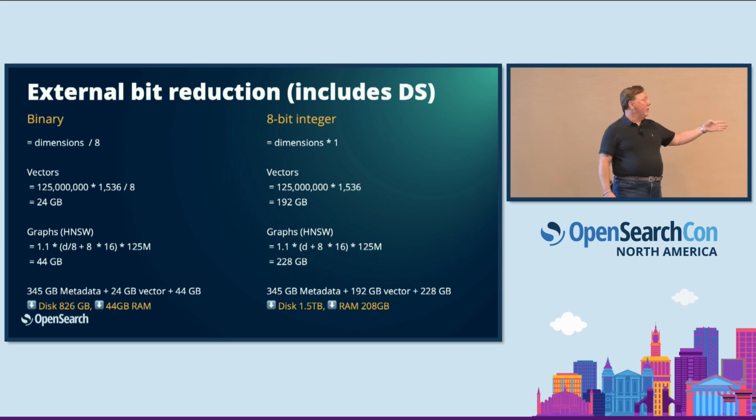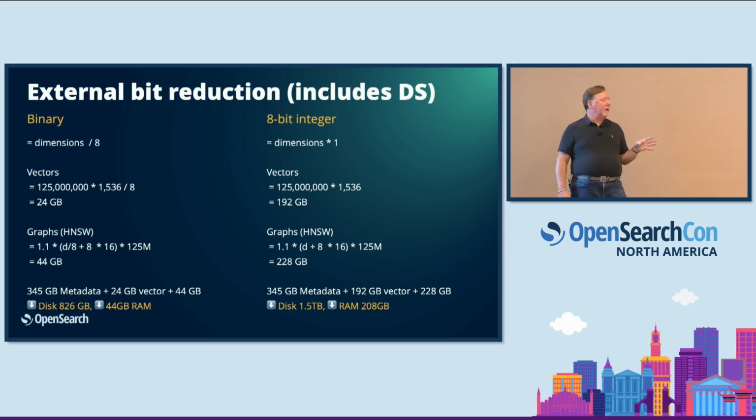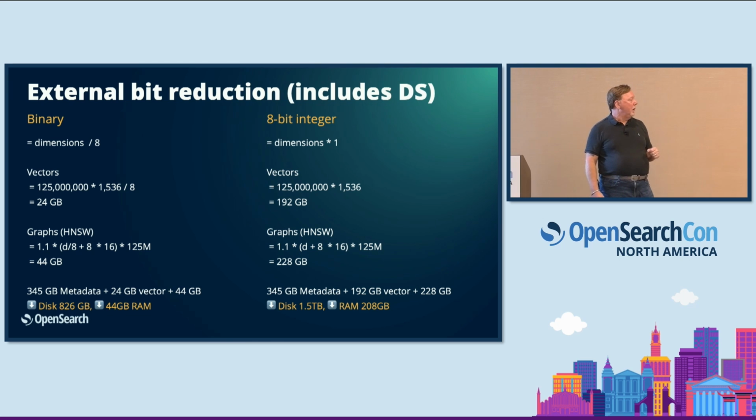So that gives me 345 gig of metadata, 24 gig of vector, and 44 gig of RAM, or of graphs. That gives me 826 gig on disk and 44 gig of RAM. Way better. You do lose some precision. You do lose some accuracy here. Turns out binary vectors are actually pretty good. You get in the 90% range compared with exact. Okay?